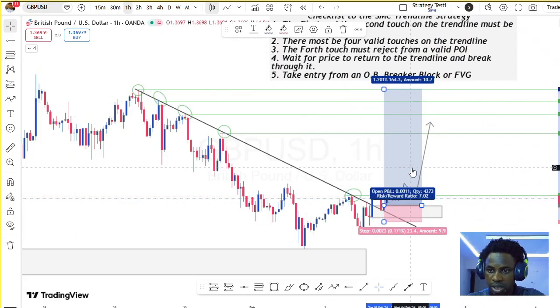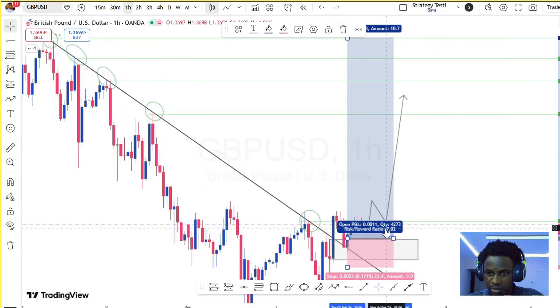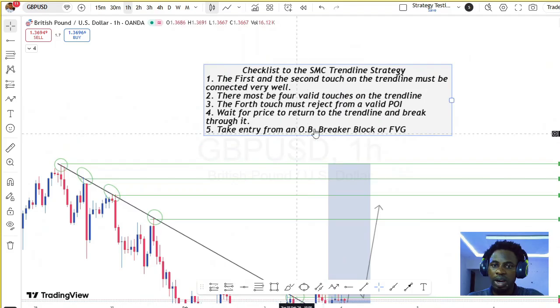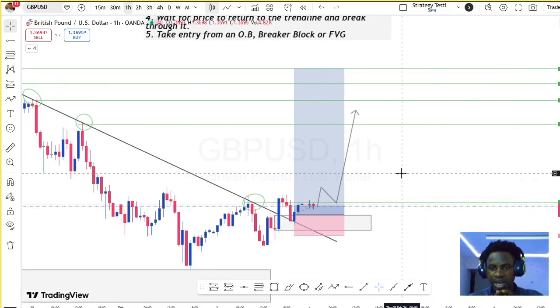We hold until we hit our final target, which is this. This actually gives a reward of 1 to 7, so you can see 7.02. Very sharp. So we have everything ticked, all check boxes.